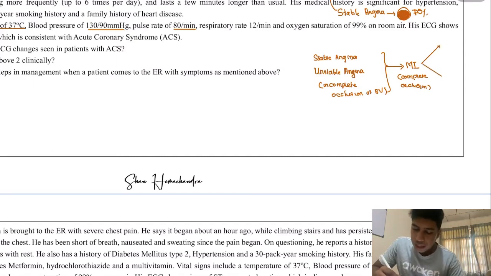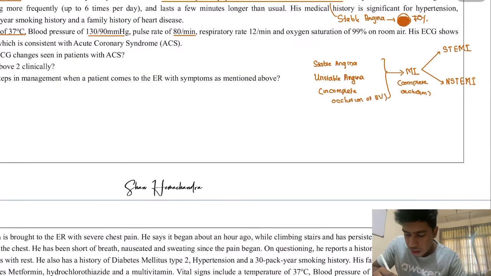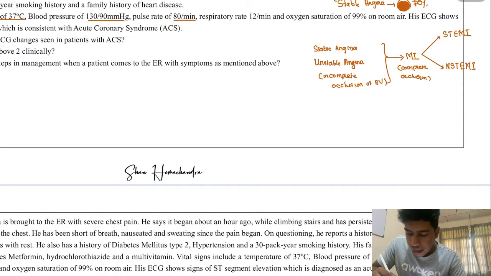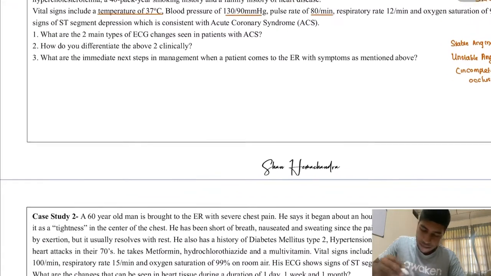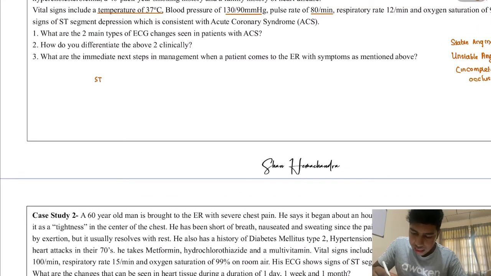So, myocardial infarction on ECG is of two types. ST elevated myocardial infarction. The other one is non-ST elevated myocardial infarction. It's called STEMI or non-STEMI, NSTEMI. Now, if it is a STEMI, you will see the ST segment has elevated.